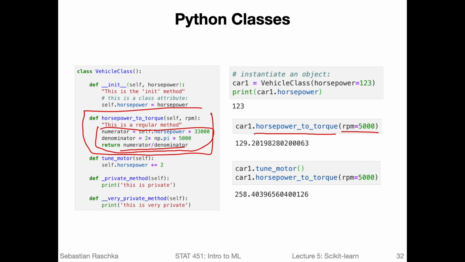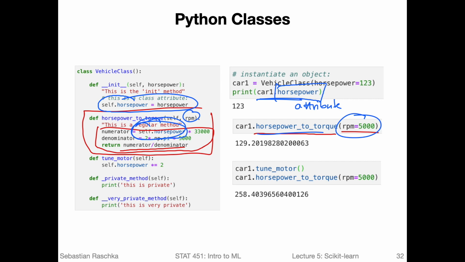But internally, let me use a different color here. Internally, it will use the horsepower that we defined here. So the car, remember, has a horsepower attribute. So this is an attribute, the horsepower. It has an attribute that is internally used here when we call the horsepower to torque. And then it uses the RPM here, together with the horsepower attribute, to calculate the torque.